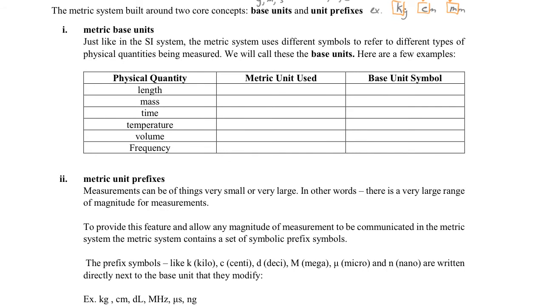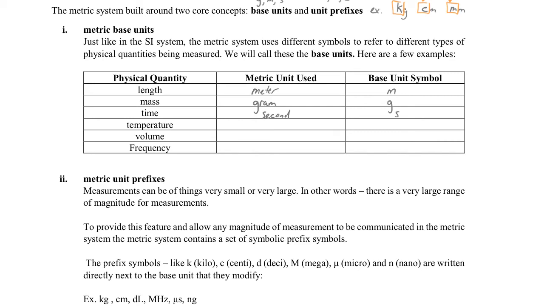Many of the metric base units are identical with the SI base units, but there are some differences. Let's go through each of them in turn. For example, length in the metric system is described using the unit meter, which has the symbol lowercase m. For mass, instead of using the kilogram, the metric system uses the gram, which just has the symbol lowercase g. For time, we use the second again, which again has the unit symbol lowercase s.